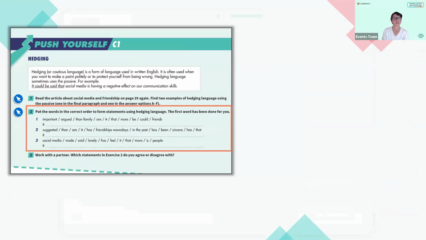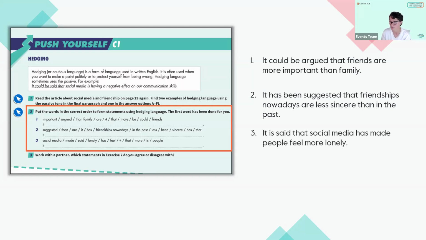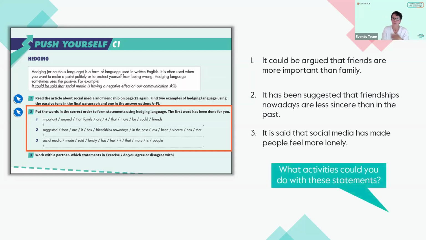This is looking at hedging. In the second task here, students have to put this language in the correct order. So the answer would be: it could be argued that our friends are more important than family. It's been suggested that friendships nowadays are less sincere than in the past. It is said that social media has made people feel more lonely. So imagine you've done this with your students. What activities could you do with these statements?